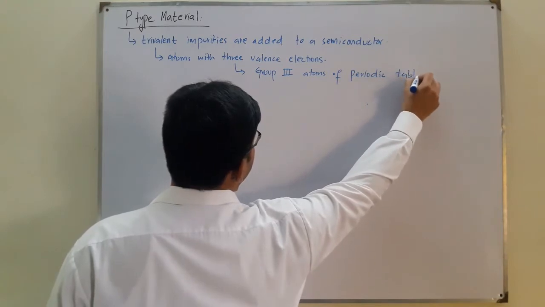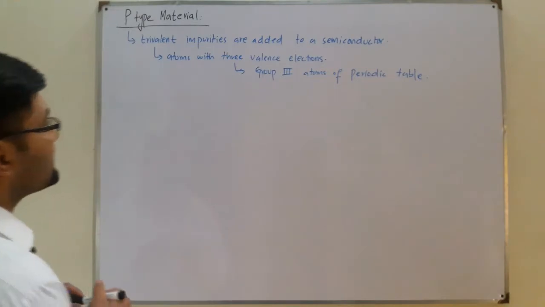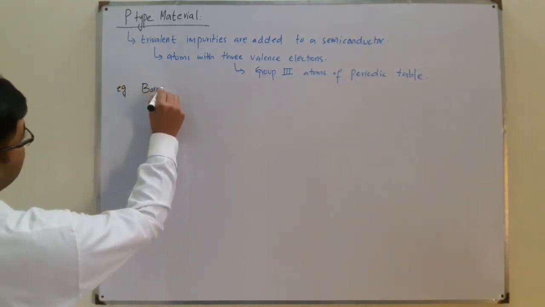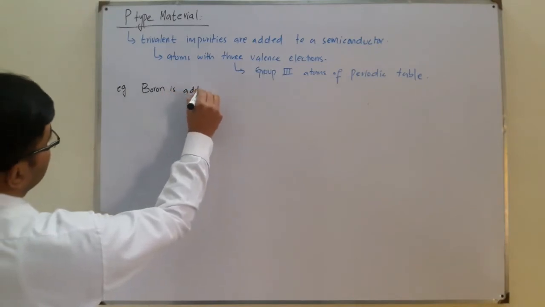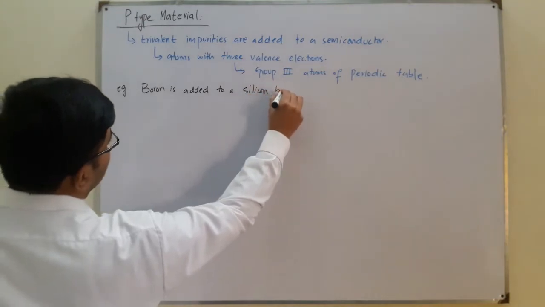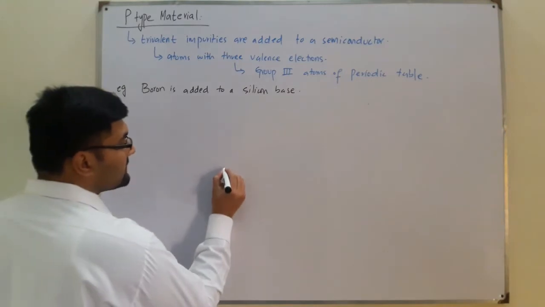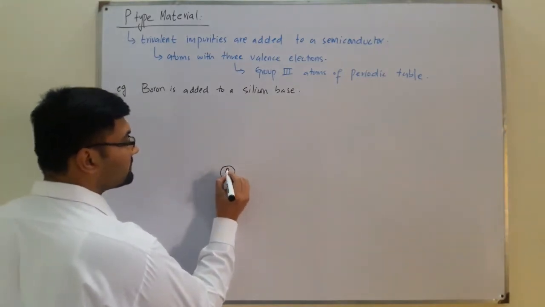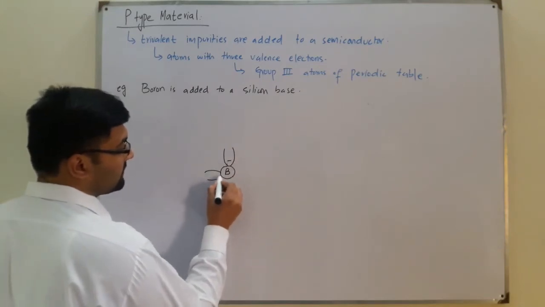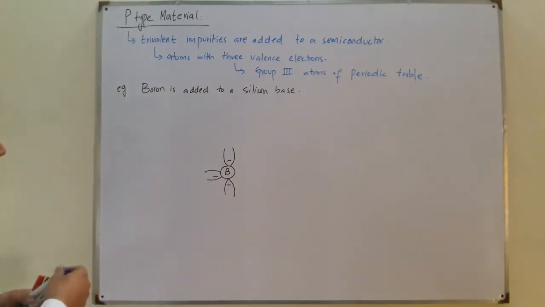Now in this particular video, the example that I'm taking is that a boron impurity is added to a silicon base. For example, boron is added to a silicon base. All right, now what do you have? The boron, let's say this is the boron atom B, so it has three valence electrons, right? Okay, these are the three valence electrons.